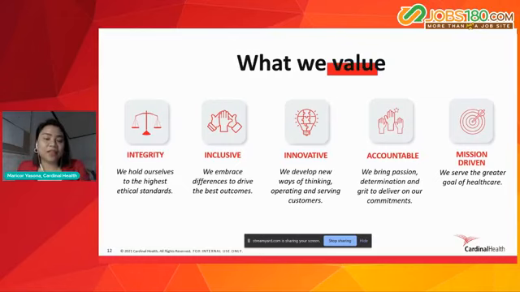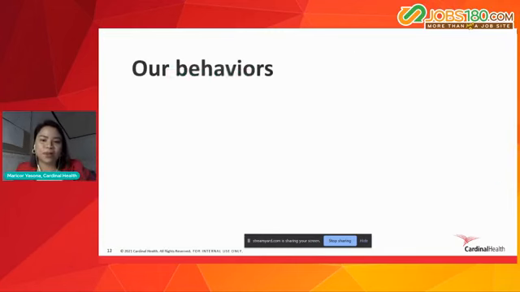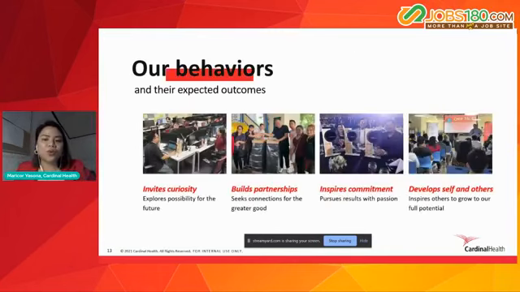And last but not the least, Cardinal Health is mission-driven. We keep our eyes on the prize, take time to listen to what our customers and stakeholders need, and go above and beyond what is required of us. Okay, so of course, Cardinal Health works hard to keep its employees' best interests at heart so that you can have a productive and memorable stay with us.